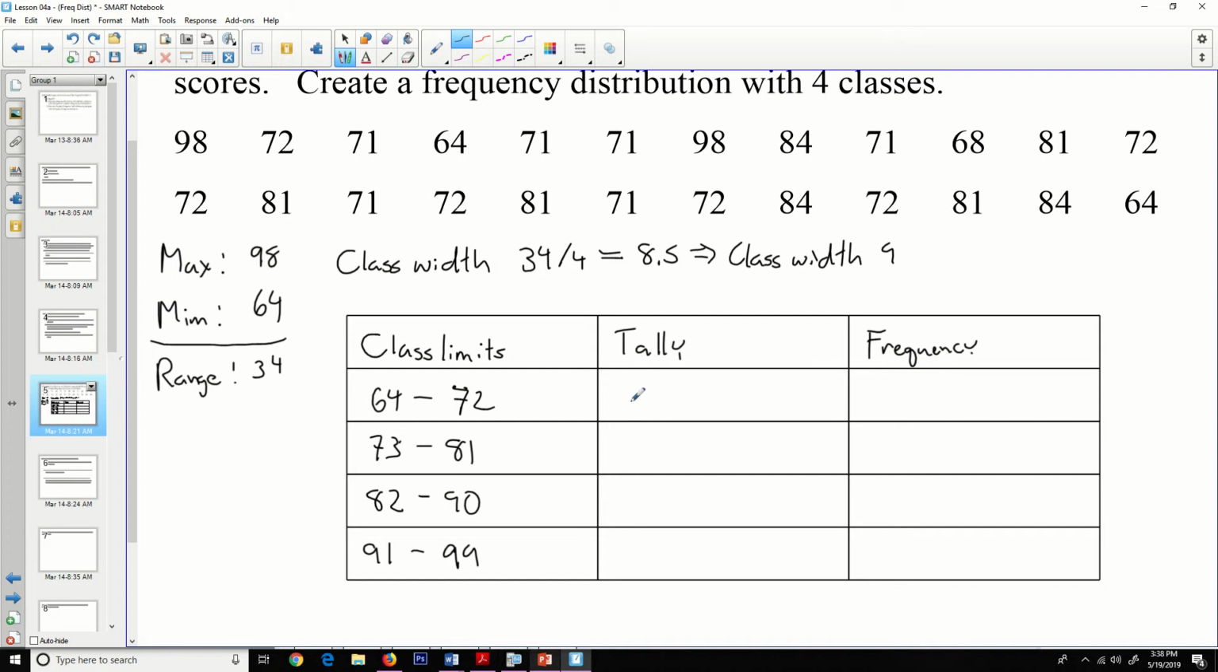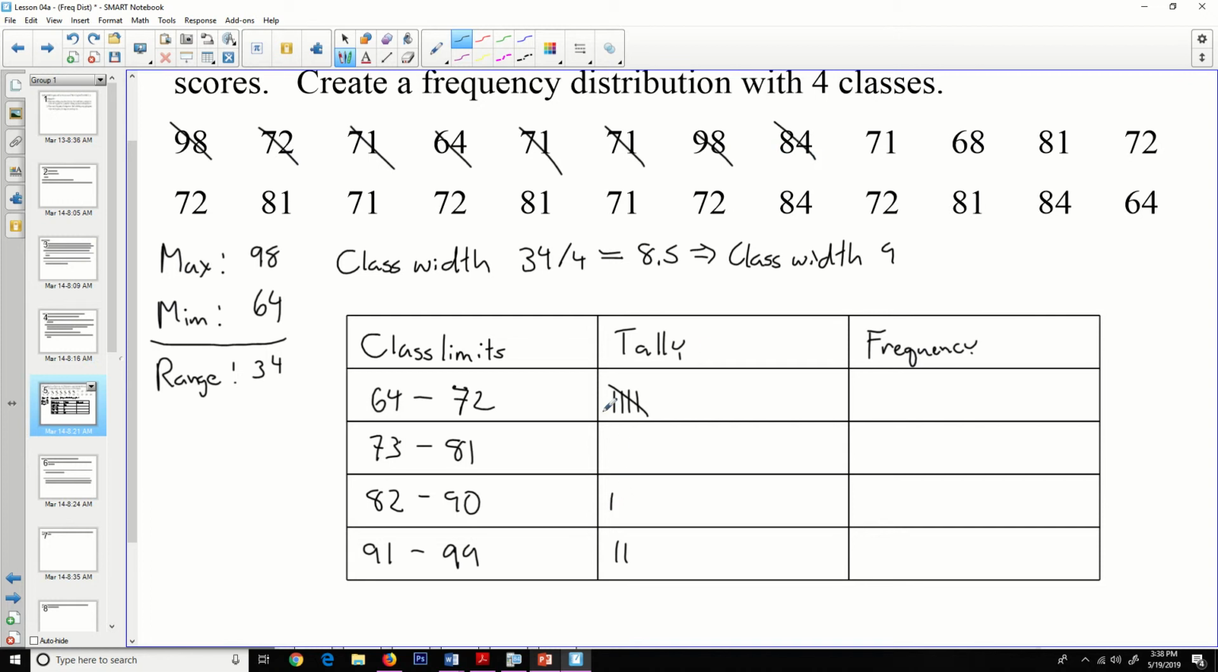So now we're just going to go through and make a count, a tally, of all of the values that lie in each of those limits. So this first one, 98, lies in that fourth class. And then we have a 72, so we'll put a tally there. 71 is also in that, we'll put a tally. 64 is also there, put a tally. 71, a tally. 72 brings us to 5. 98 again in that fourth class.